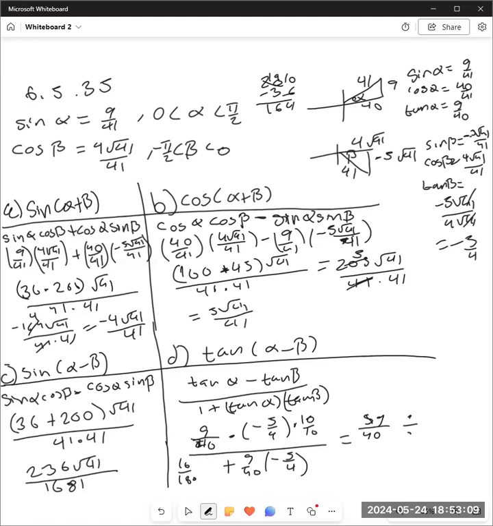160 minus 45 is 115 over 160. This is 59 over 40 times 160 over 115. This is 4, and 4 times 59 is 236 over 115. That is the answer for D.